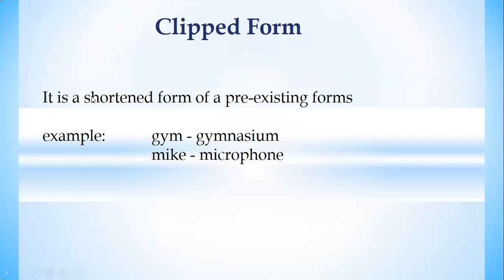Next, clipped form. It is a shortened form of a pre-existing word. Gym, from gymnasium. Mic, from microphone. We shorten the word: we can say gym instead of gymnasium. Mic, microphone. Also gas, gasoline. Those are the shortened words; we call it clipped form.